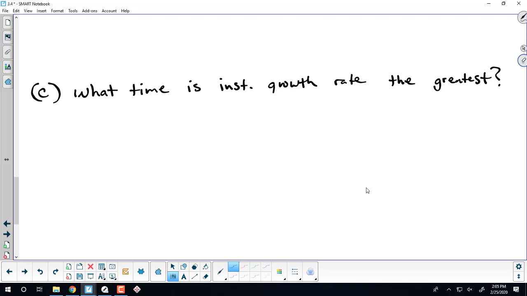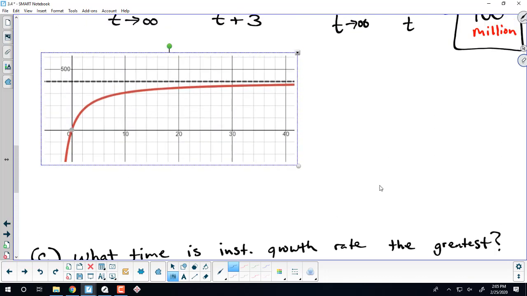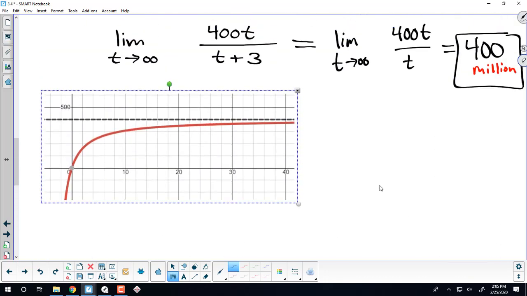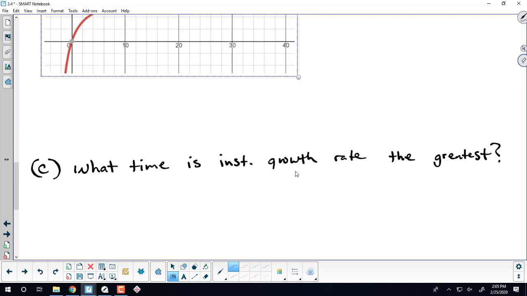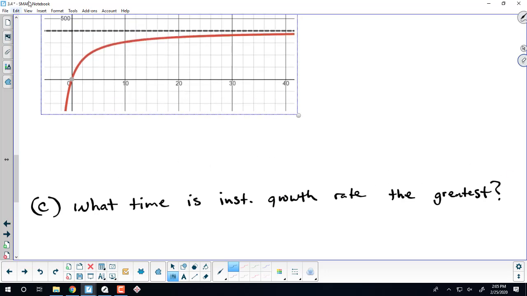At 0? How do you know? Because at that point, that's when it's growing fastest on the graph of the population. Okay, right. Remember, it says what time is the instantaneous growth rate, that's the derivative. So what time is the derivative the greatest? When is the slope on the population graph the greatest, is what we're asking there. Does everybody agree with that? So that's one way we can answer that.